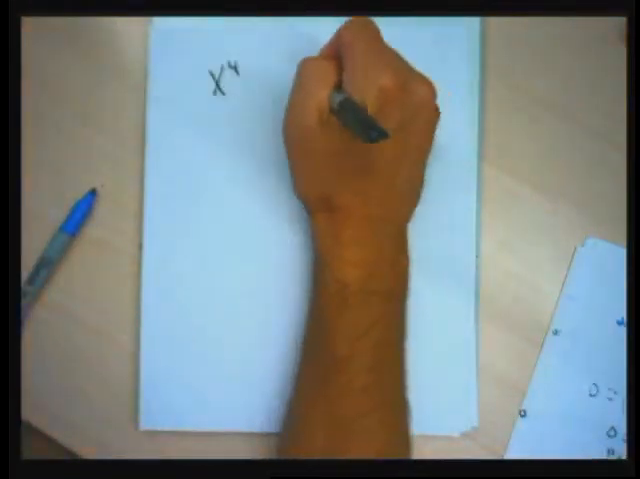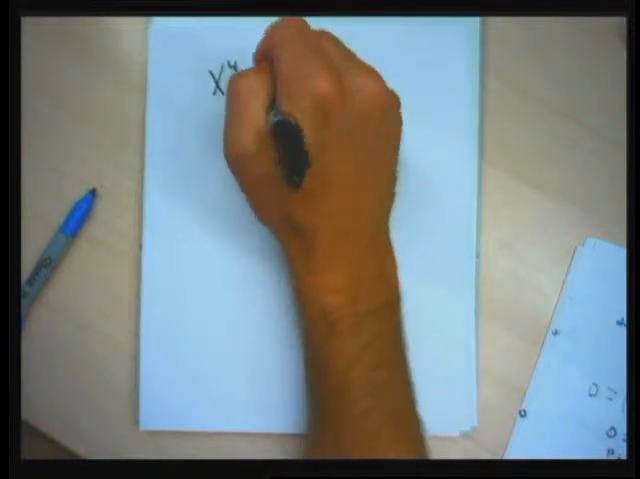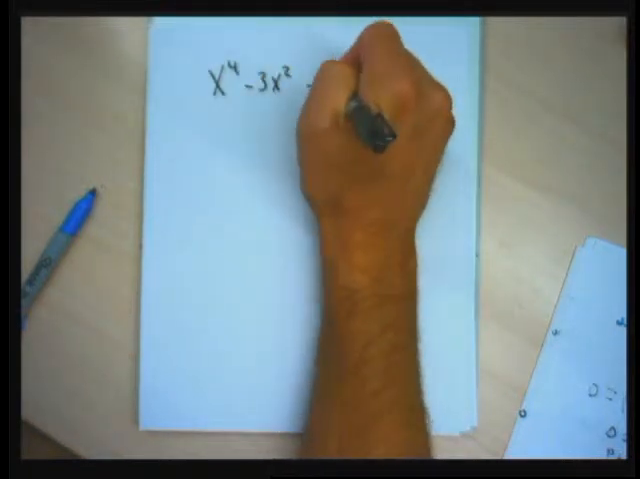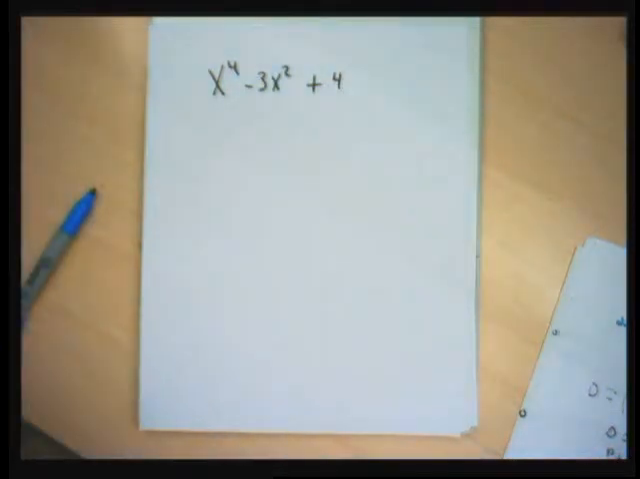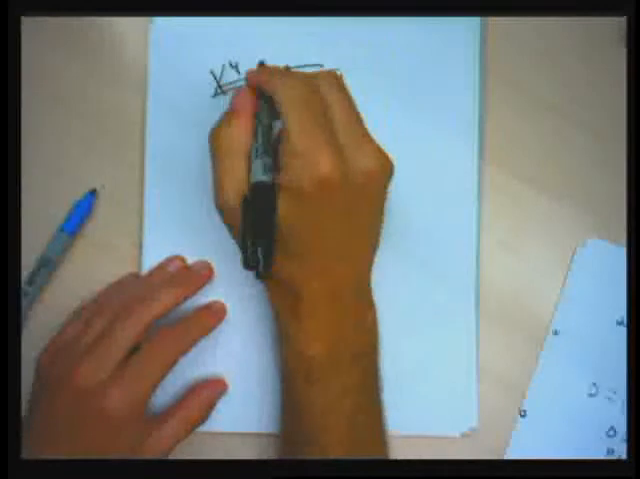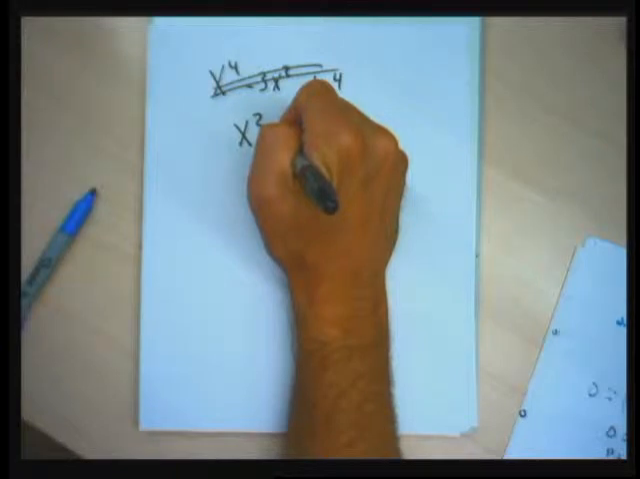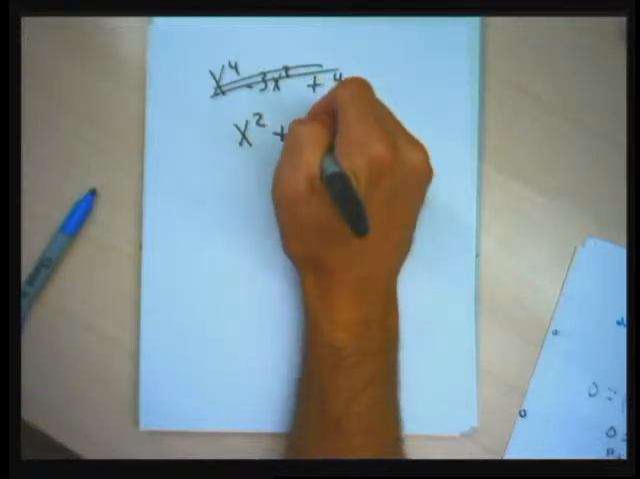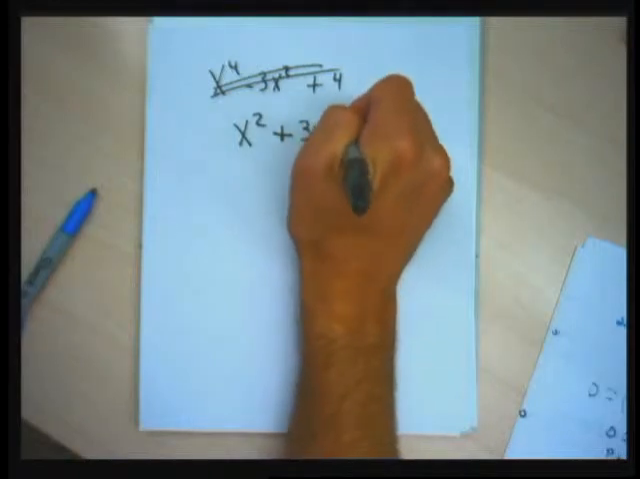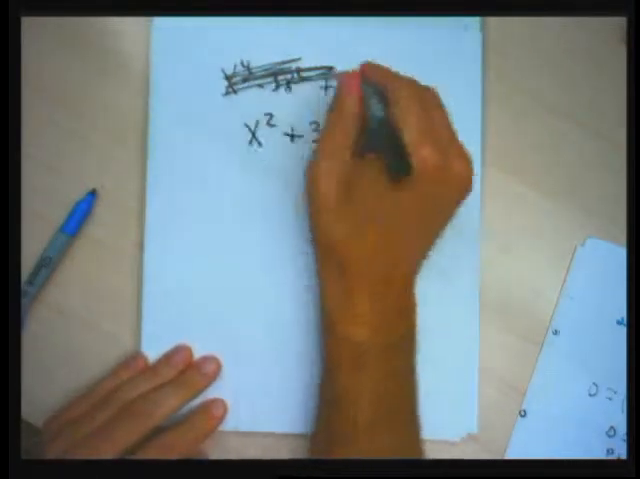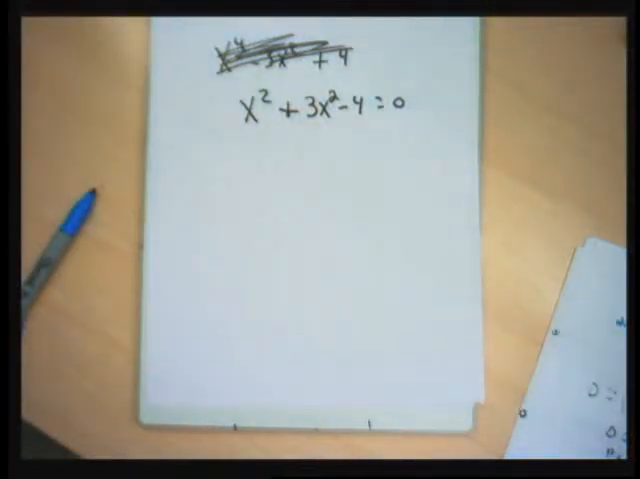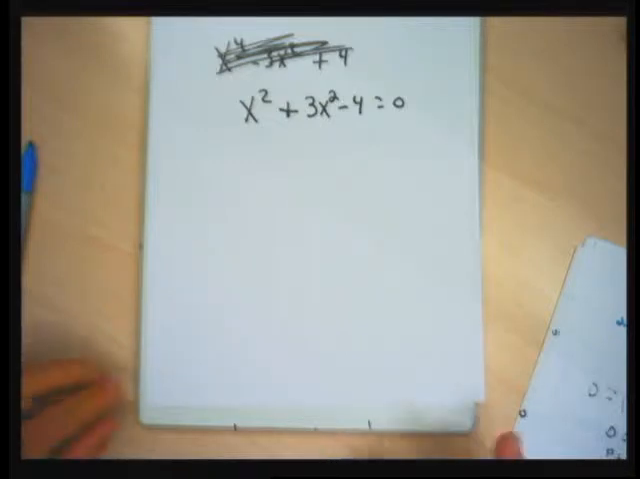Let me make up one more that's not as nice but still test-worthy. So x to the 4th plus minus 3x squared plus 4. No. This won't be as nice. How about x squared plus 3x squared minus 4 equal to 0. Alright, so give that a try. Pause the video, solve it, and then watch me work it. And I'll do it. And hopefully you can check yourself.